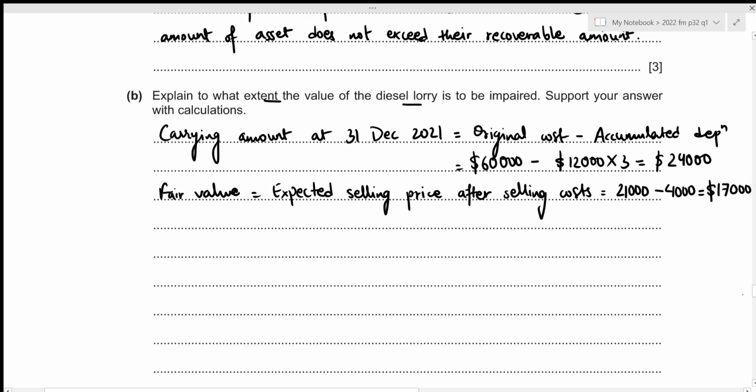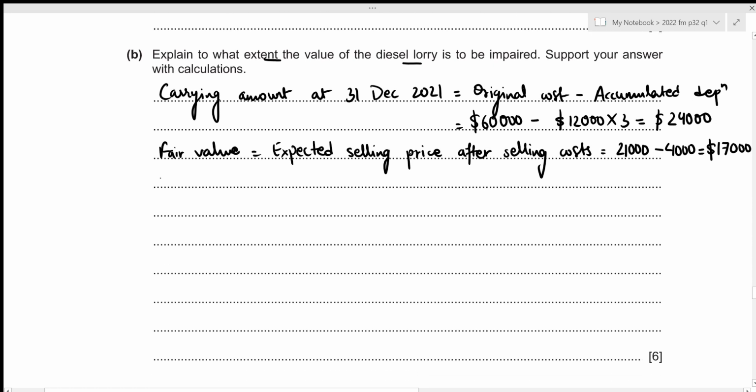All right. Then the next step was we were already given the value in use. So the value in use was given to be 18,500. Then the next step would be to figure out the recoverable amount.